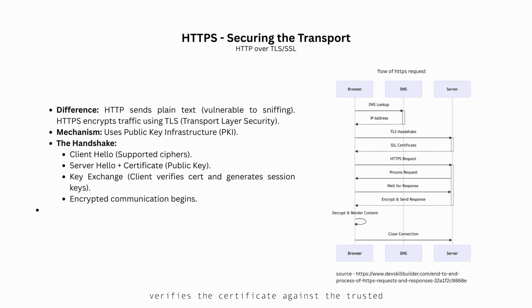Your browser verifies the certificate against the trusted certificate authorities. Then both parties generate symmetric session keys. Encrypted communication happens after this step, and now everything is encrypted. If someone intercepts the traffic, it's unreadable garbage to them. This is why you should never enter sensitive data on a site without the padlock icon. HTTPS is non-negotiable.